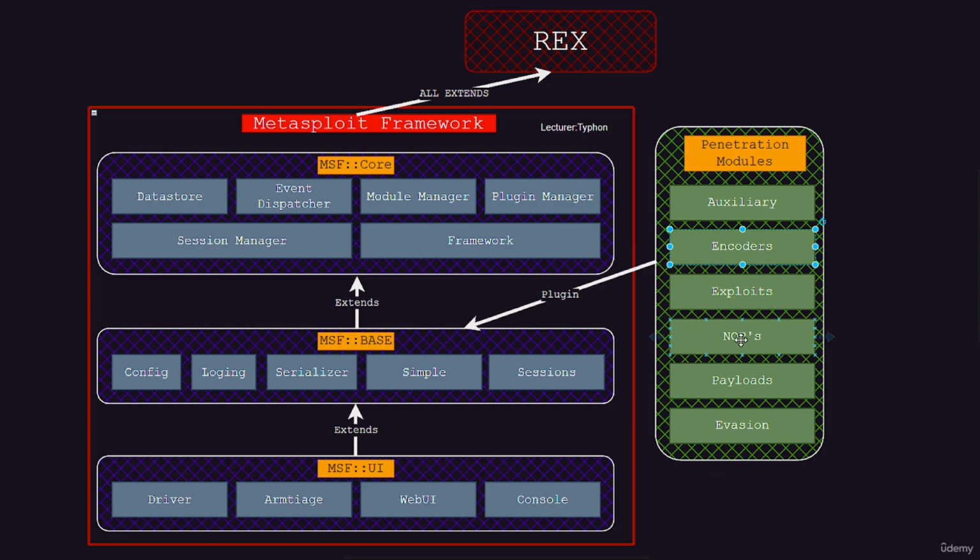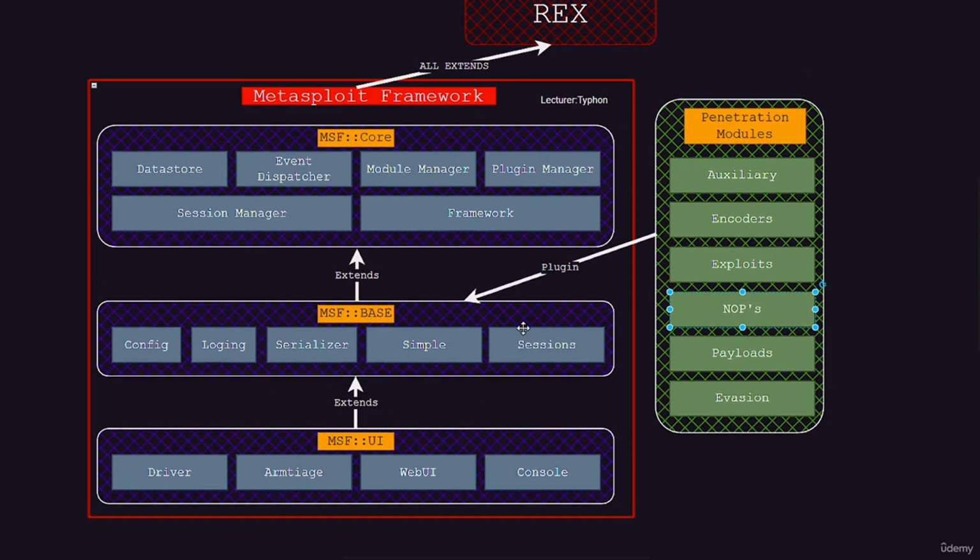So we also have NOPs here, which you can also pronounce as no operation instructions. No operation instruction generators ensure the stability of exploits. So think of them as the gears in a well-oiled machine or car. They are used for alignment, ensuring that the exploit code runs smoothly without crashing or causing unintended consequences.